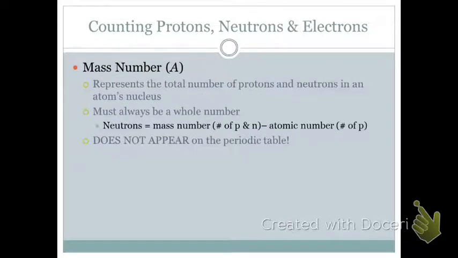Mass number is represented by the capital letter A. It represents the total number of protons and neutrons in the atom's nucleus. It has to be a whole number. You can't have part of a proton or part of a neutron. And notice, it does not appear on the periodic table. Students often have this wrong. Mass number is not on the table.